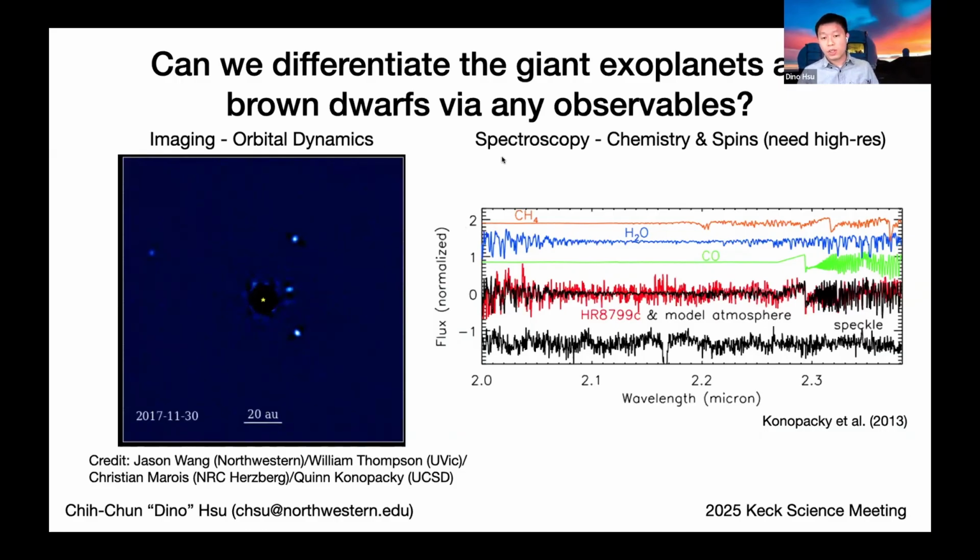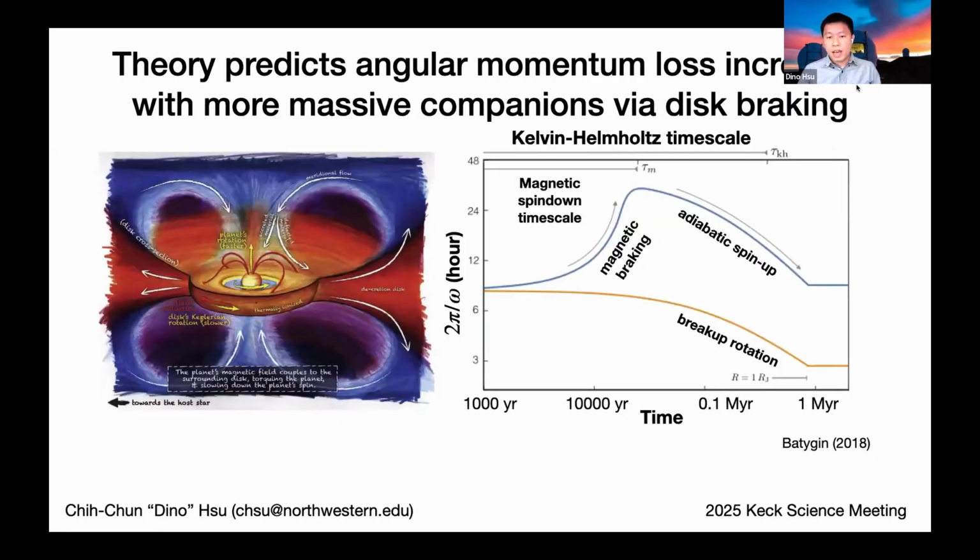And we're also interested in seeing if there's any difference in the spins. One of the motivations for looking at the spin is that theory actually predicts differences in the terminal rotational velocity between the giant planets and brown dwarf companions as a function of mass. The main mechanism is disk braking.